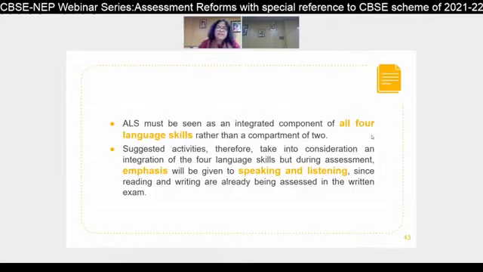Now, ALS must be seen as an integrated component of all 4 language skills. There are suggestive activities which should be taken into consideration, as these are the integration of all 4 language skills: reading, speaking, listening, and writing. However, at the time of assessment, emphasis will be given only to the speaking and listening skills, since reading and writing are already being assessed in the written examination.